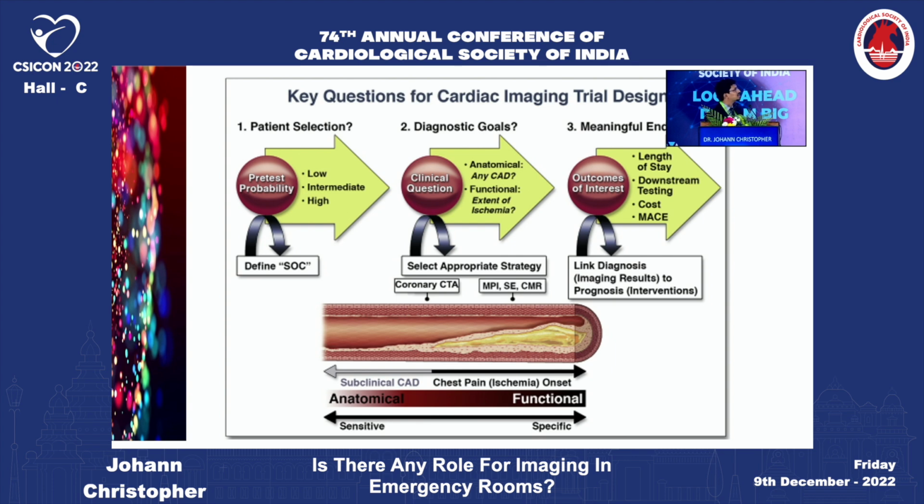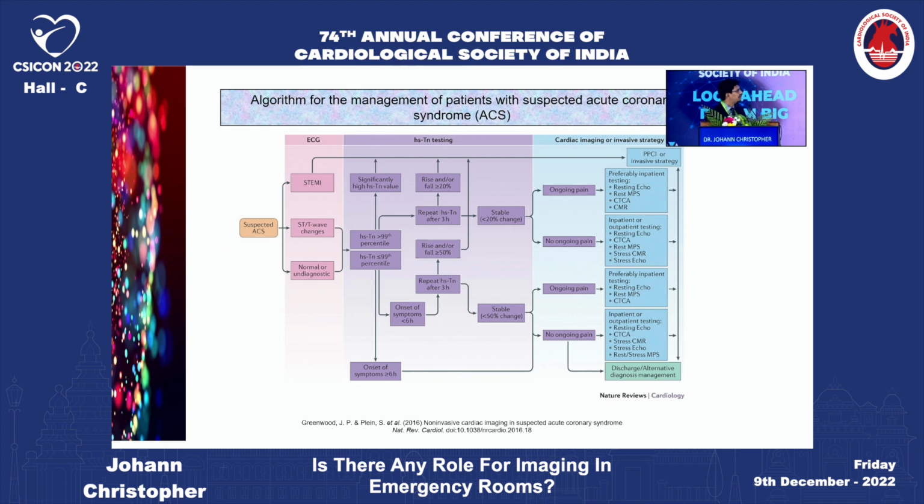The third big question is, what are the endpoints that we're looking at? Is it length of stay that you're looking at? You want to see downstream testing? What about the cost effectiveness of the technique that you're choosing? So these are the three big questions I believe that we should answer as clinicians before we choose a particular technique. And this will also be governed by your institution, your institutional practices, strength of the institution, and so on and so forth.